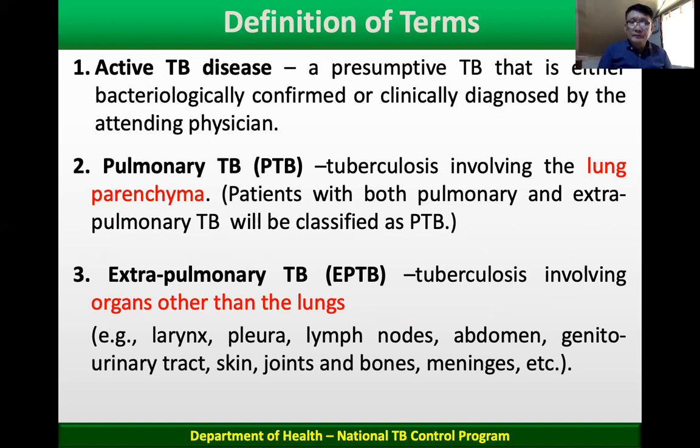Number 3, extrapulmonary TB or EPTB. So we know very well what is extrapulmonary TB. These are tuberculosis involving organs other than the lungs. Like, for example, the larynx, the pleura, the lymph nodes, the abdomen, genitourinary tract, skin, joints, bones, meninges, etc.